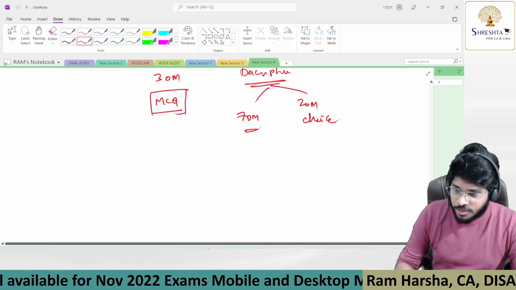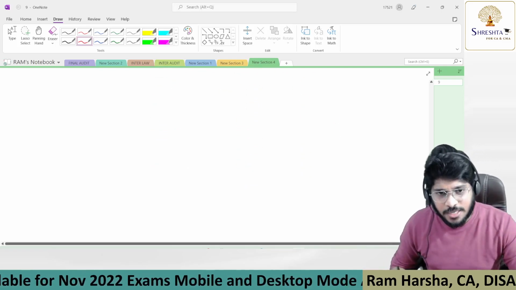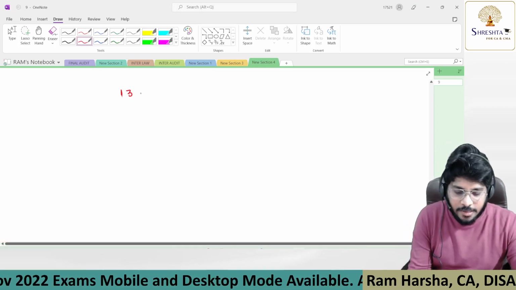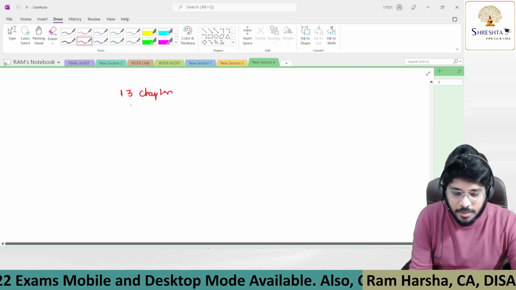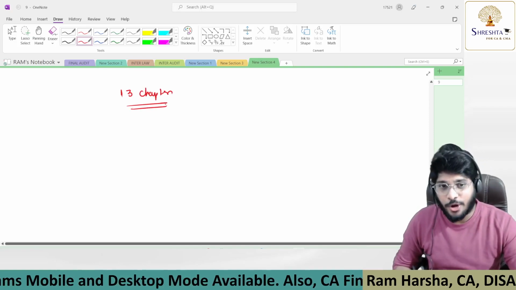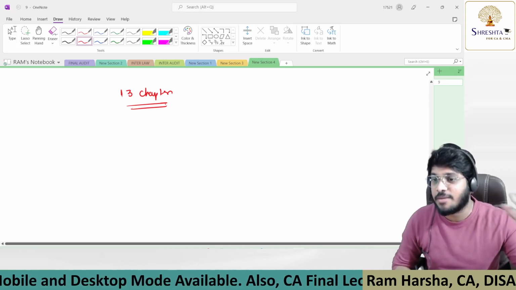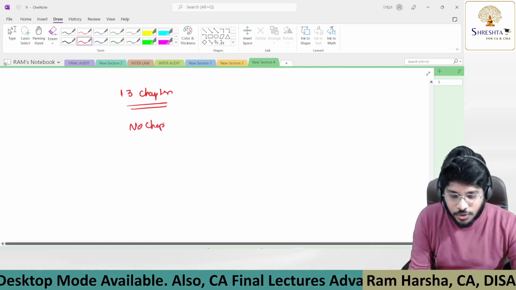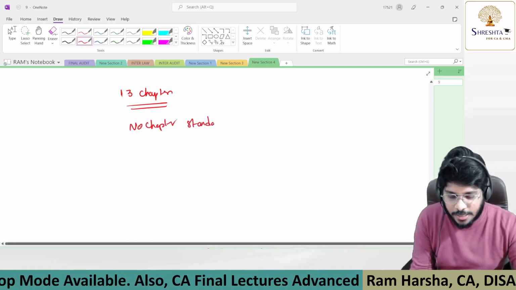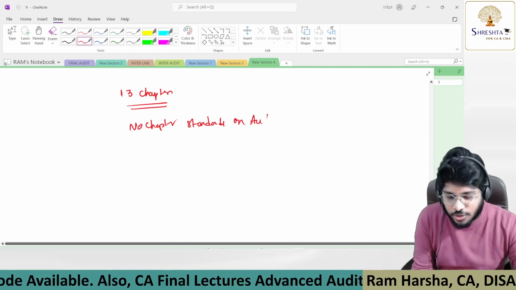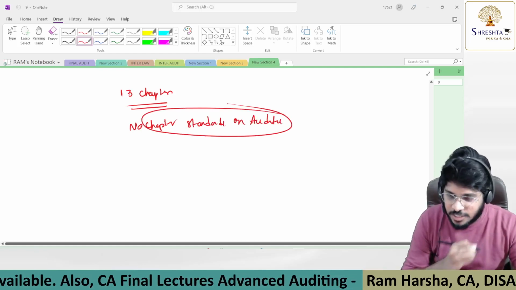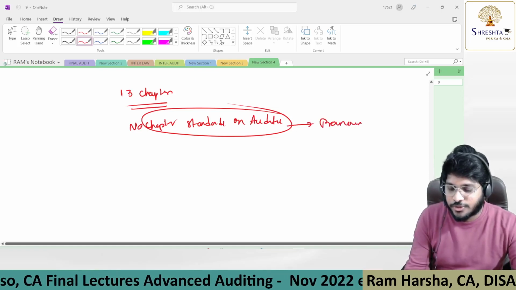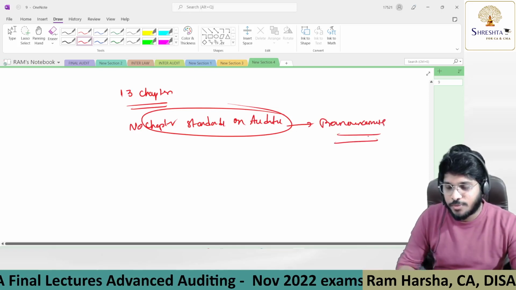As per our ICAI study material, we are totally having 13 chapters. One important observation in the ICAI study material, the main material of CA Inter: there is no chapter called Standards on Auditing. We do not have any chapter on that. For that you are given pronouncement books.